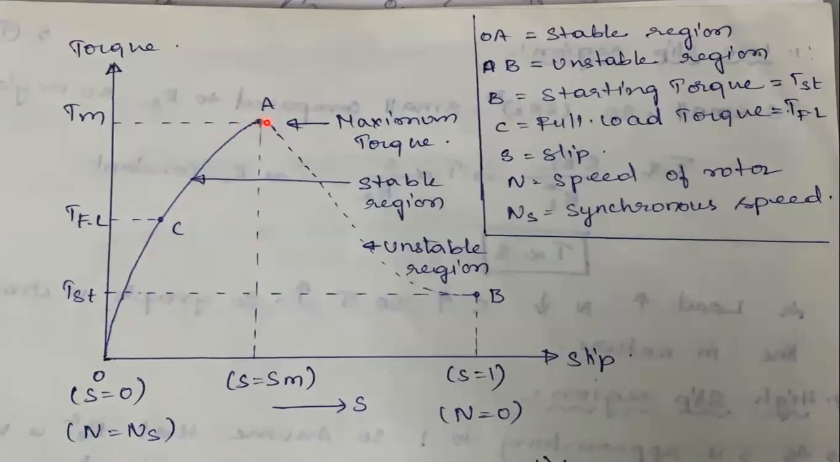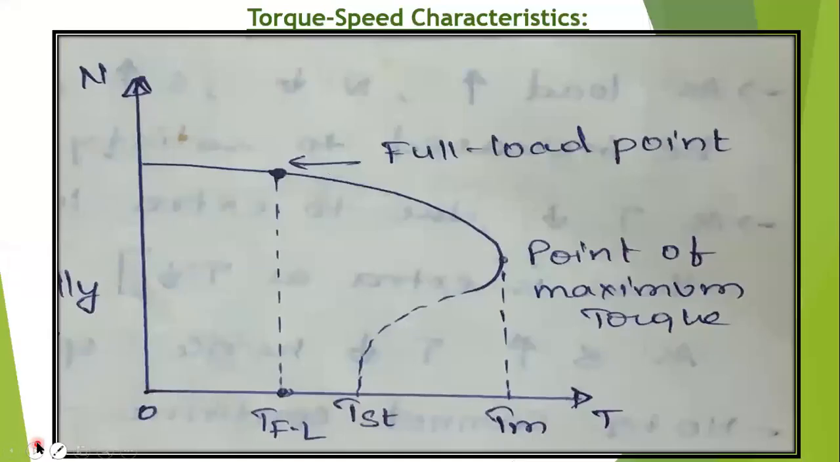So there is a fall in speed from no load to full load. This fall in speed will be around 4 to 6%. If you see the speed torque characteristics at the stable region, the characteristics are the same as a DC shunt motor.